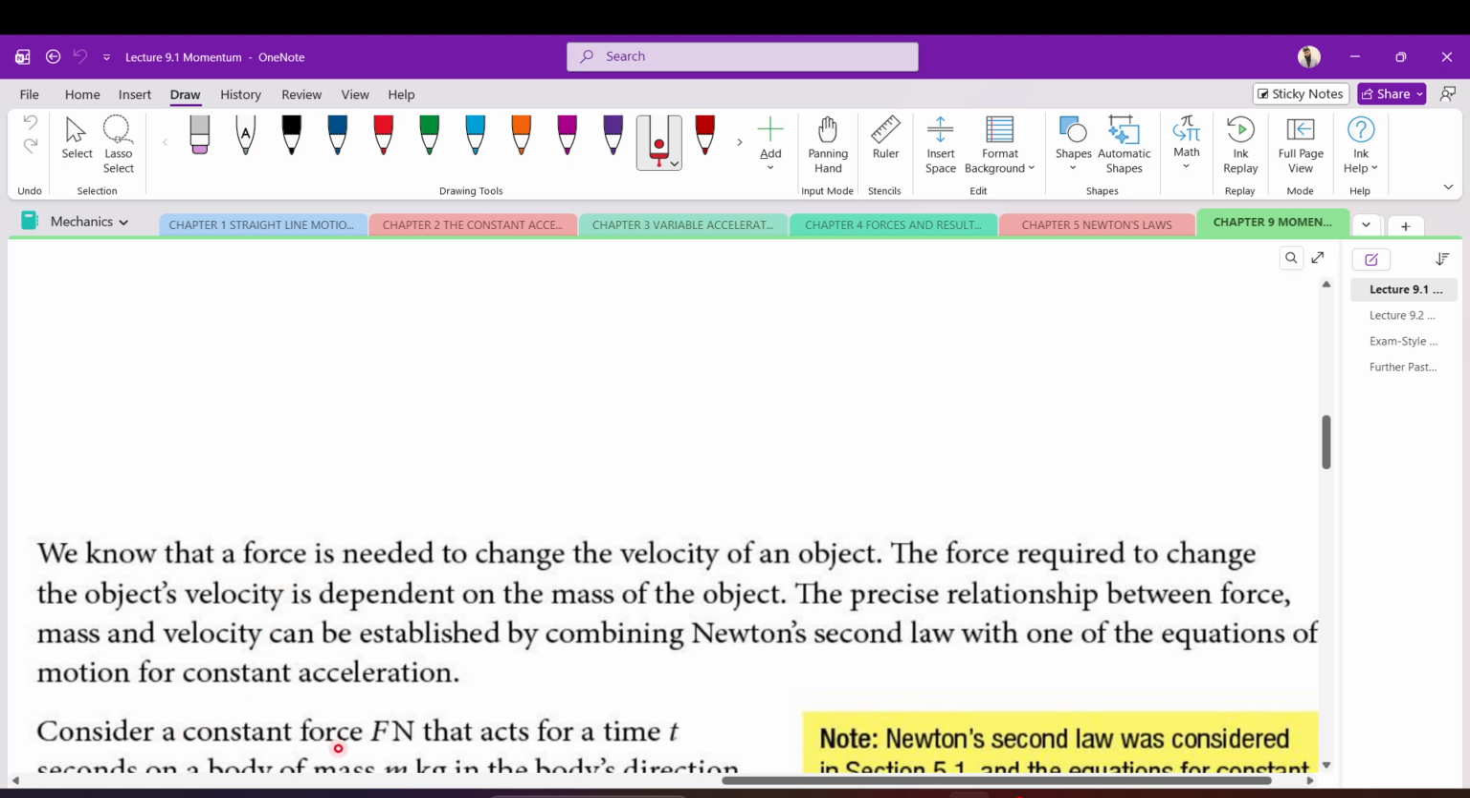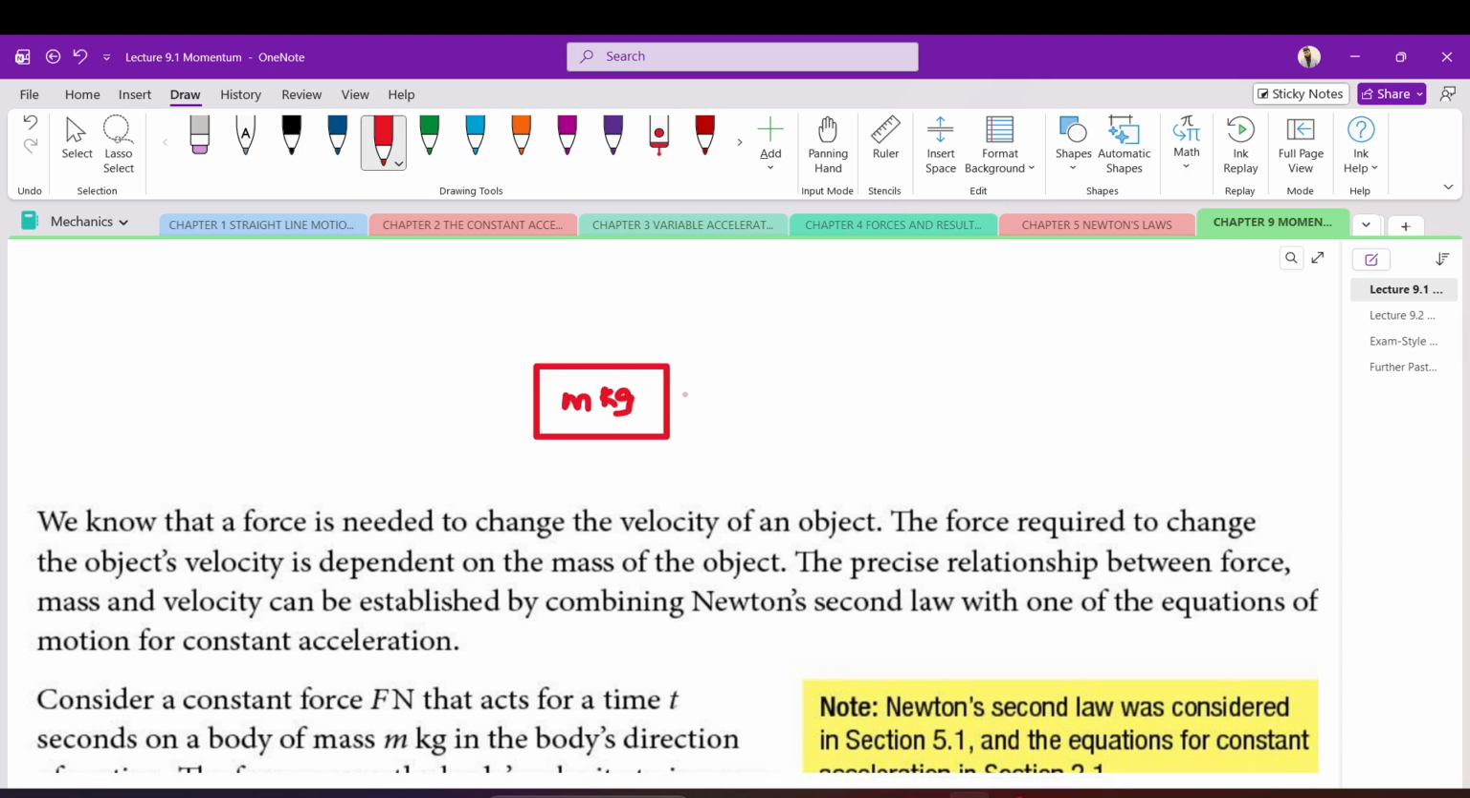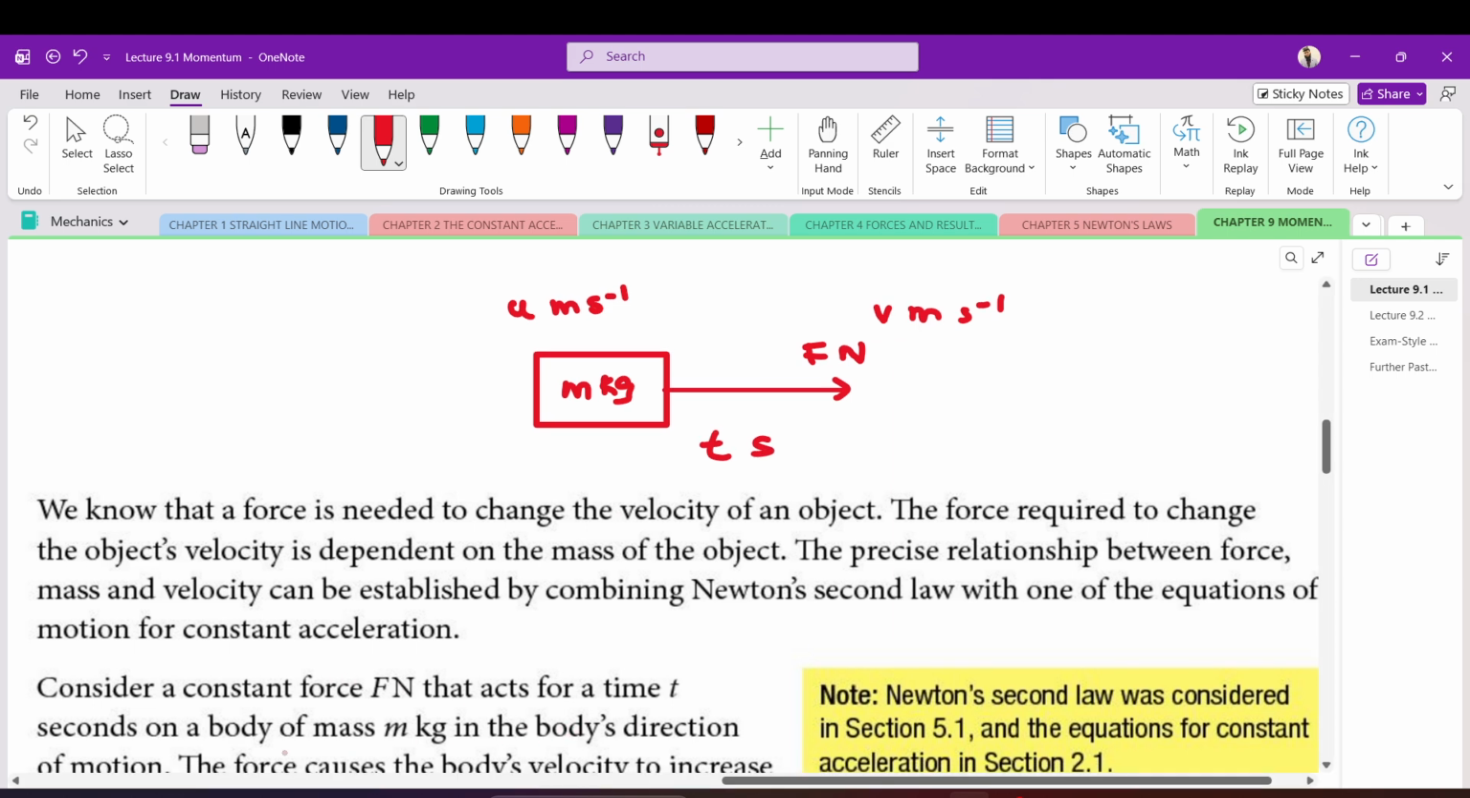Now it says consider a force F newtons that acts for a time t seconds on a body. So let's say that this is our object, and it has a mass of m kg, and you're applying a force of F newtons in this direction. Initially, the velocity is u meters per second, and after applying the force, the final velocity is v meters per second. The time taken to move the object from u to v was t seconds. So that's what's given here.